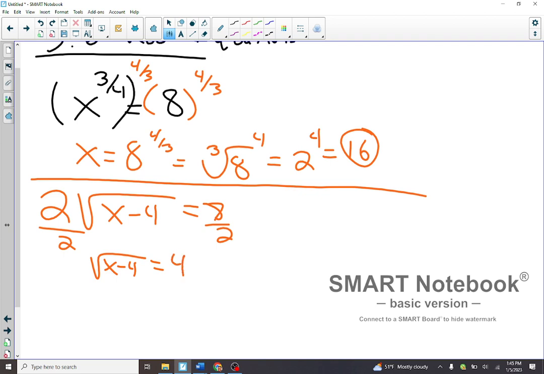Are we going to have fractions on fractions on the test? Probably not. Yes, make it an 8 so it's clean. So then I'll square both sides. So x minus 4 equals, do I need a plus or minus here? No, so it's just 16.